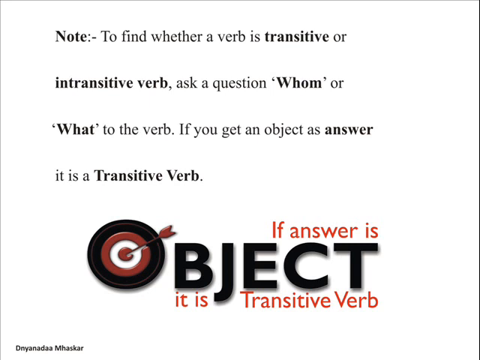Let us see another example. Mohan killed Sohan. Killed is the verb. So ask a question, whom. Killed whom? Sohan. Yes, so we got the object as Sohan. So what did we do? We use what for things and whom for living beings.